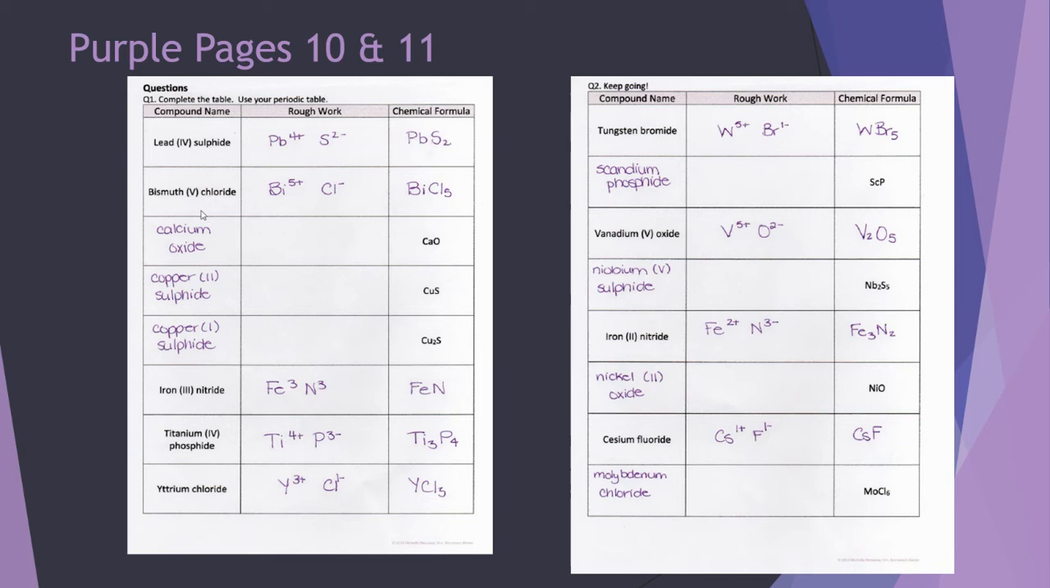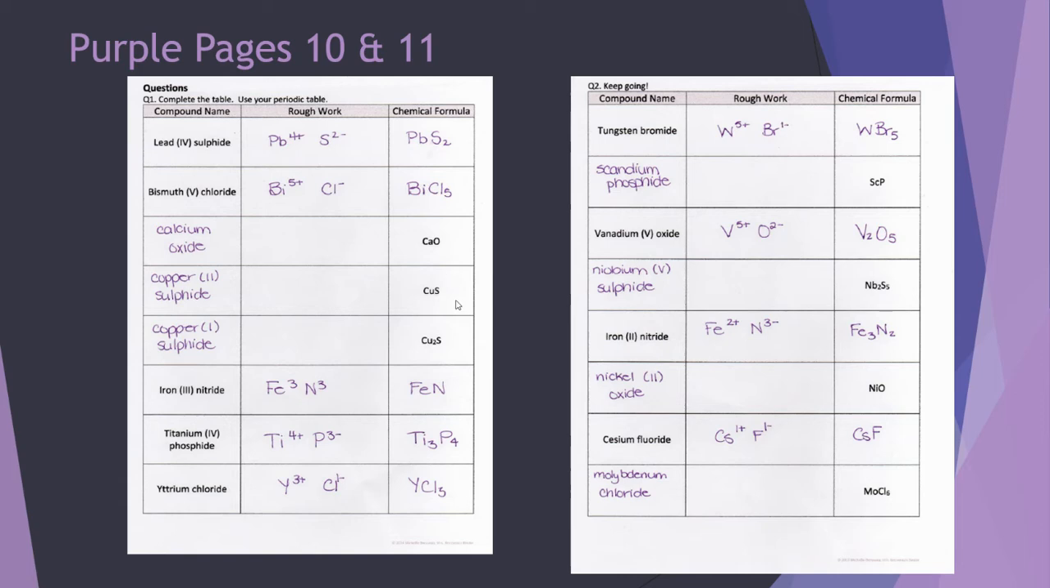The next one, bismuth 5 chloride. Bismuth has a +5 charge, it tells us. Chlorine, we can look on our periodic table and see it has a -1 charge. Crisscross the charges, you get BiCl5. Okay, the next one, CaO, is calcium oxide. Calcium is not a transition metal, so we don't need to worry about its charges.